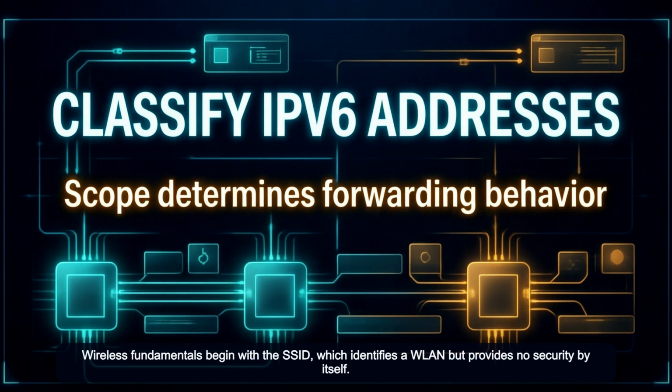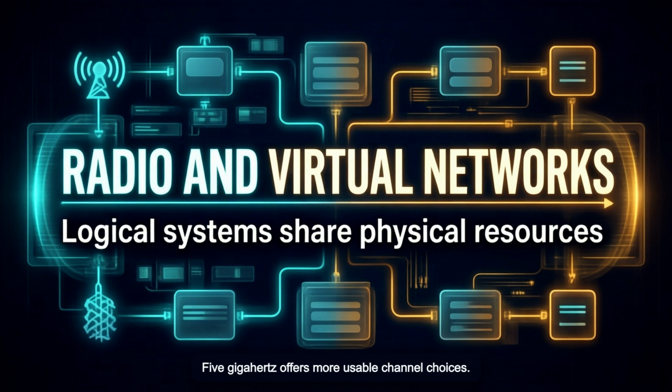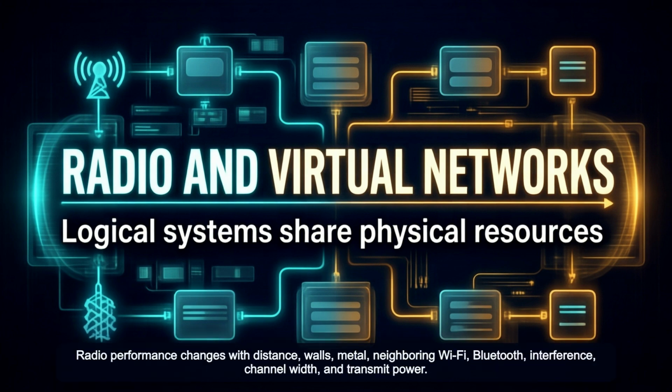Wireless fundamentals begin with the SSID, which identifies a WLAN but provides no security by itself. In common North American 2.4 GHz deployments using 20 MHz channels, channels 1, 6, and 11 avoid overlap. 5 GHz offers more usable channel choices. Radio performance changes with distance, walls, metal, neighboring Wi-Fi, Bluetooth, interference, channel width, and transmit power.